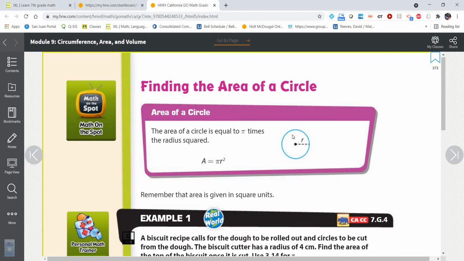Remember, area is the space on the inside of a circle, and you find it by multiplying pi times the radius squared.